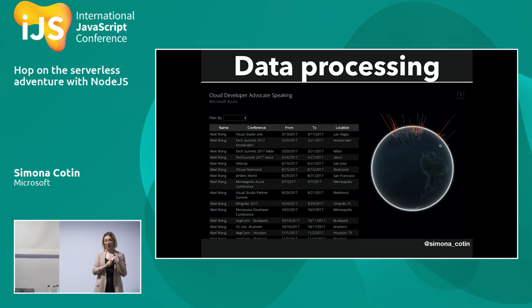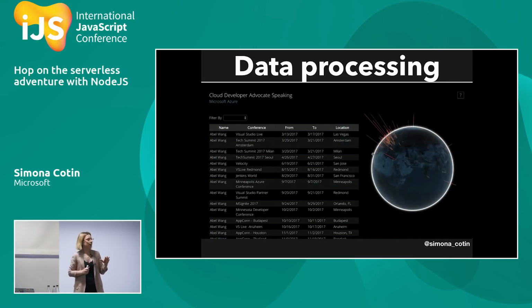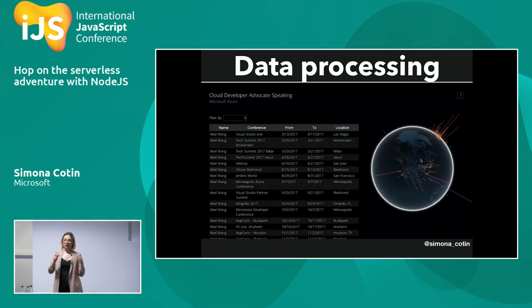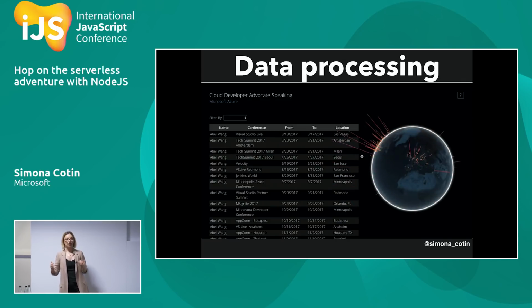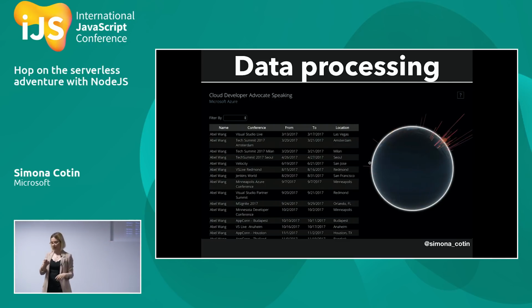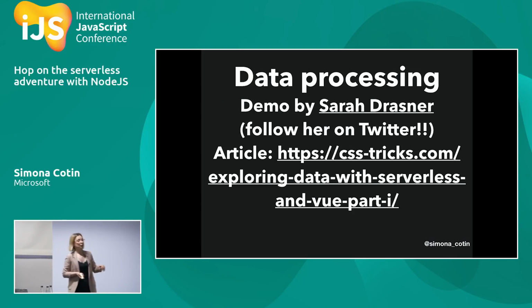Another good use case for serverless is data processing, and this is a project that my colleague Sarah has worked on, where basically she's taking the cities that a conference is in, and then, using the Google API, she's converting that data into longitude and latitude, and then passing that into the Three.js library so that it can display this nice globe. Okay, I'm going to share the slides with you, so then you will actually get the reference to her article describing how she did this with Vue as well.